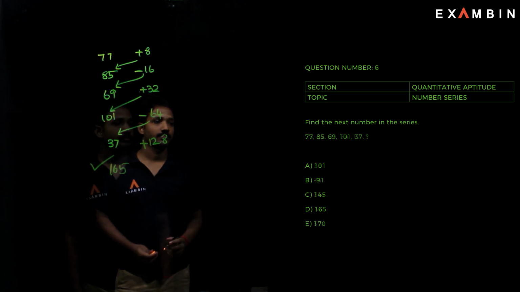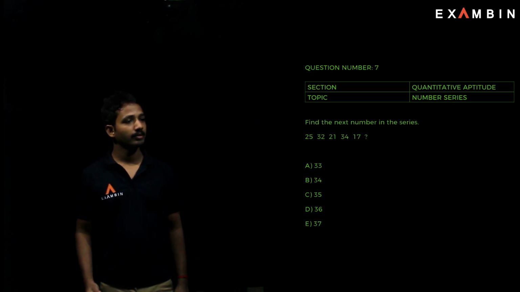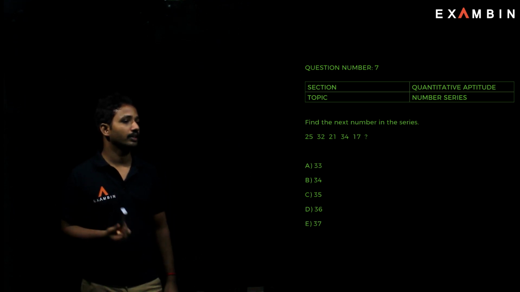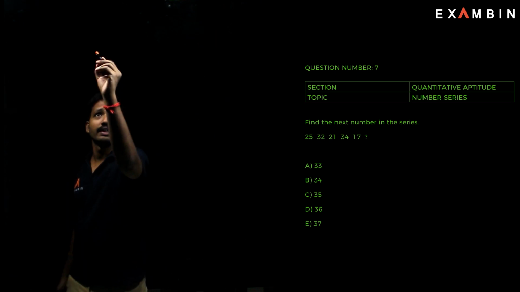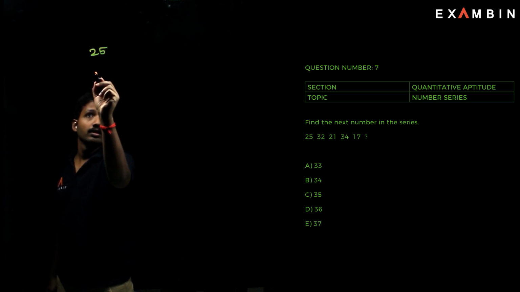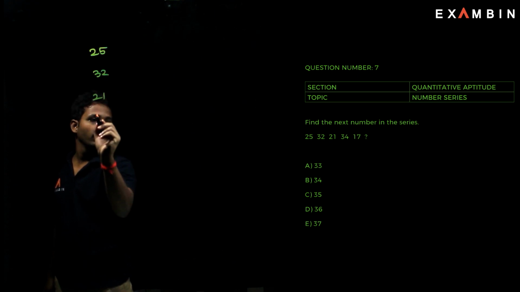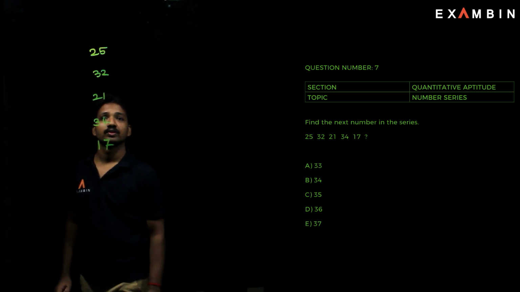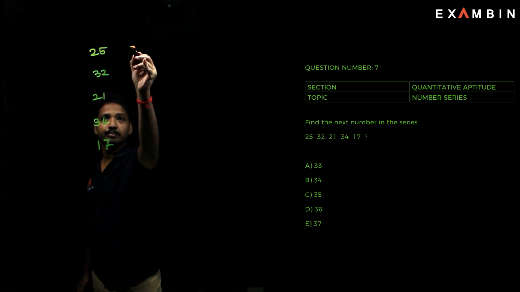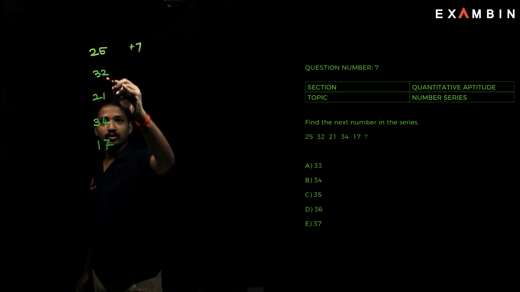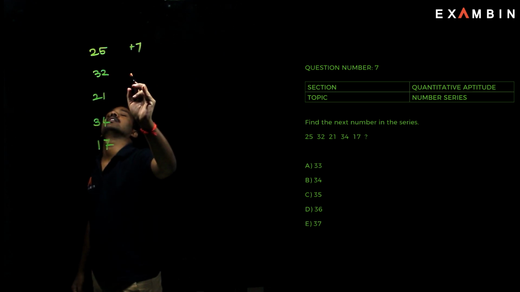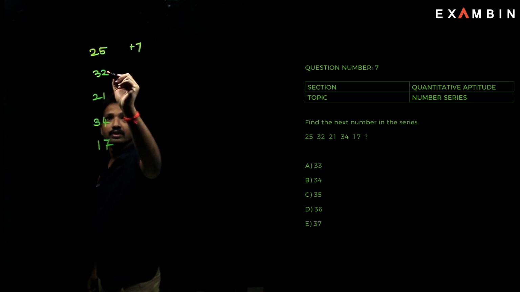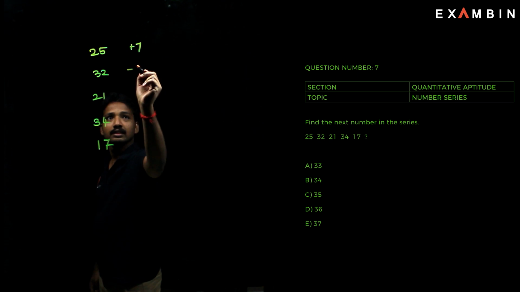The next question. The question is, find the next number in the series 25, 32, 21, 34, 17. So I'm writing again 25, 32, 21, 34, 17. So the differences are here: plus 7, minus 11, plus 13, minus 17.